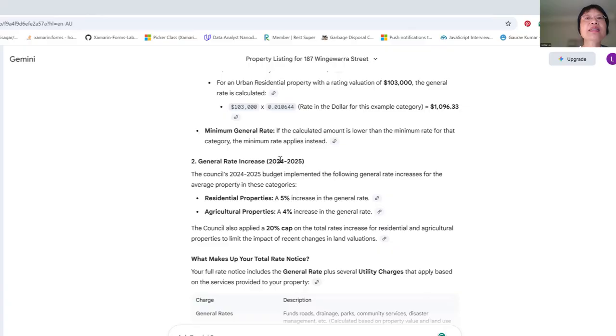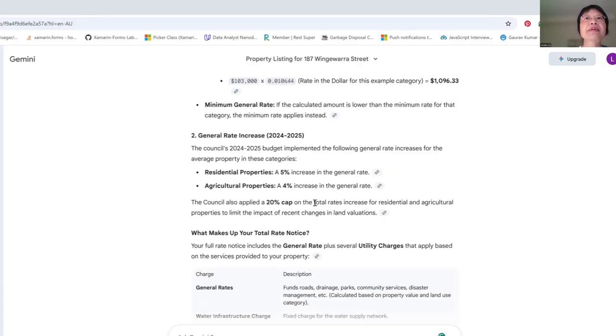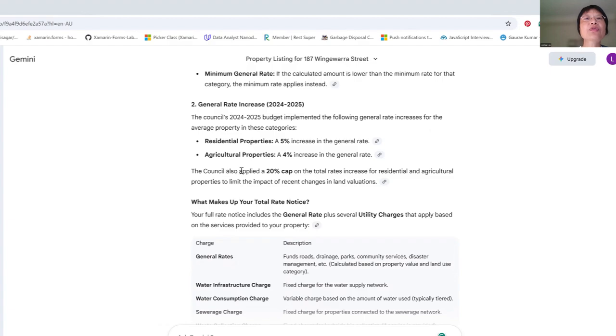Gemini did a very good job of extracting information for me, pulling data from last year's financial reports from the council. It found relevant websites and information about the area, including roughly how much the dollar amounts are. It also told me the annual rate increases, for example around 5% for residential properties and 4% for agricultural properties.